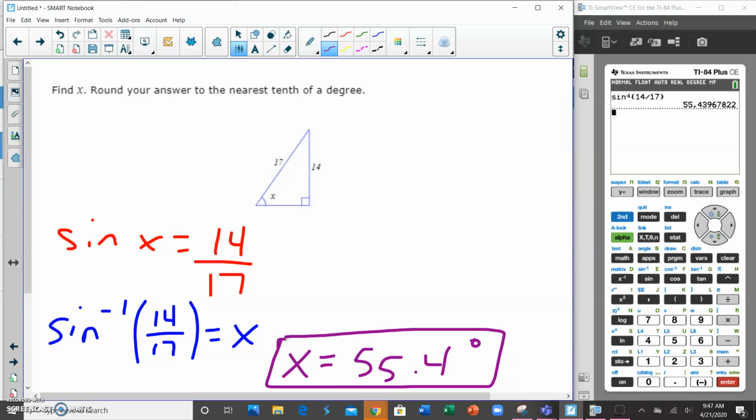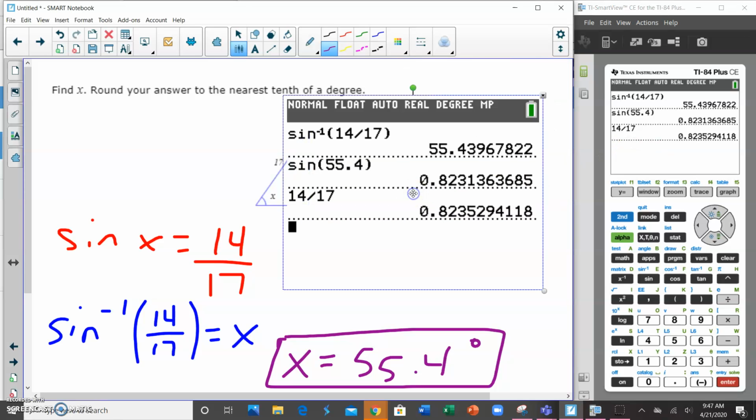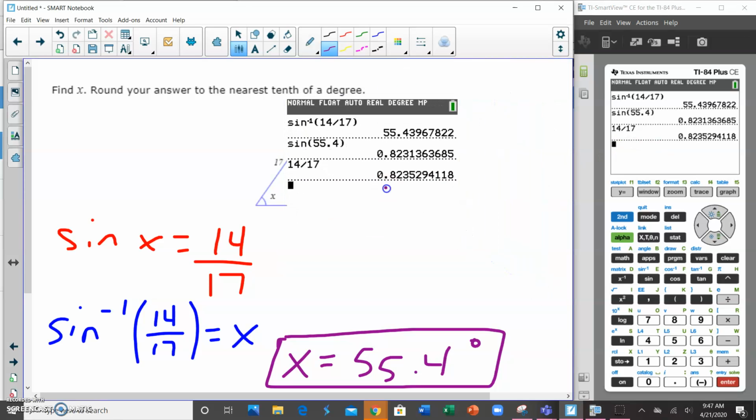Well, I can hit the sine of 55.4, and I can see that it is 0.82, and then I can do 14 divided by 17 and see that that ratio is very close to the same. Now, once again, it's not exactly the same because we rounded 55.2, so it's not going to be exactly the same.